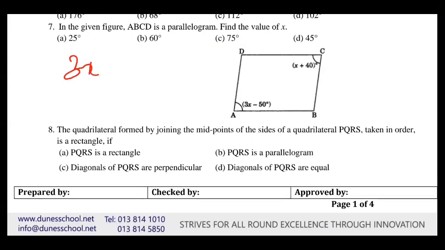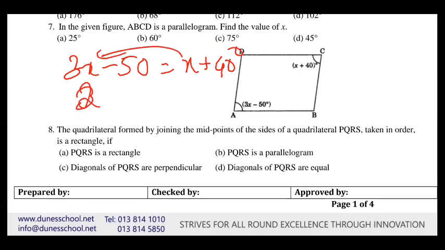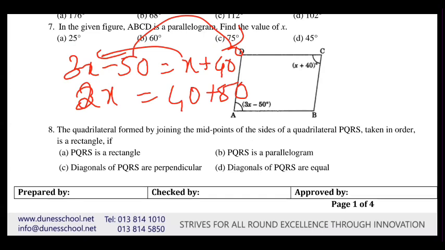3x minus 50 is equal to x plus 40. This is what you have to write. What is 3x? We just have to send this here. 3x minus x is 2x. And minus 50, you have to send it here. 40 plus 50. What is 40 plus 50? This is your answer. Just this.